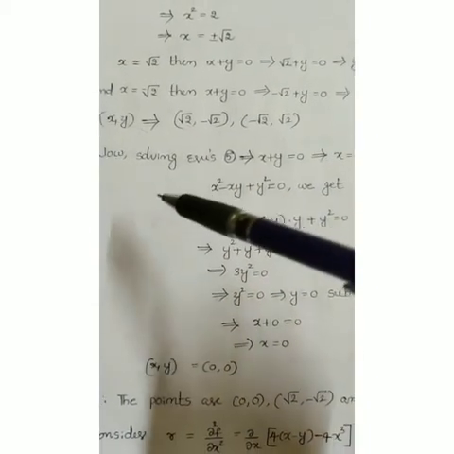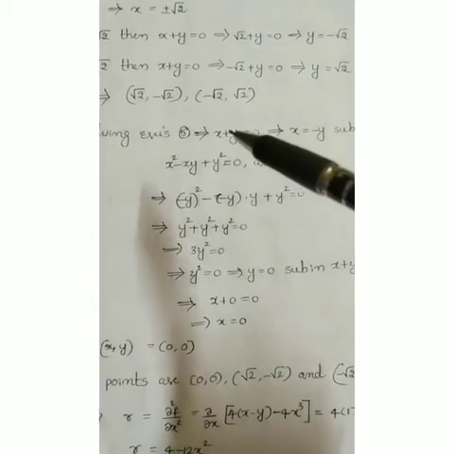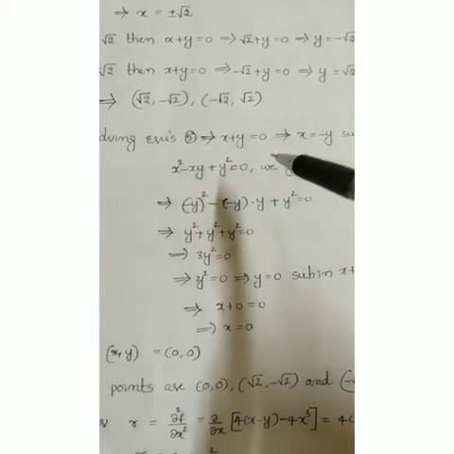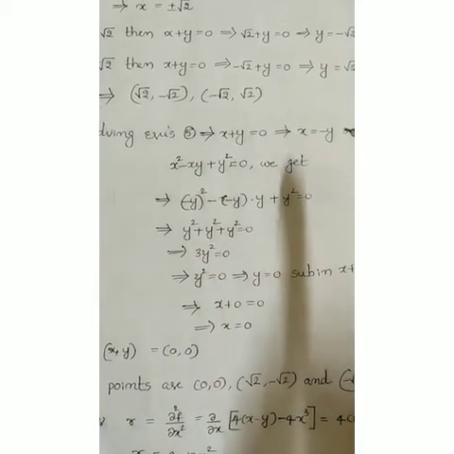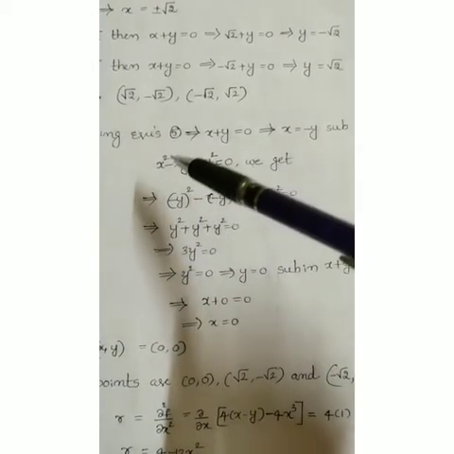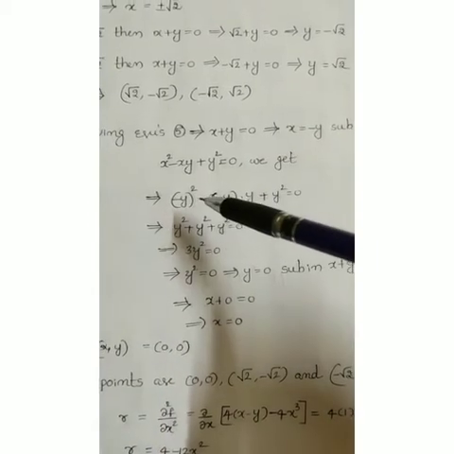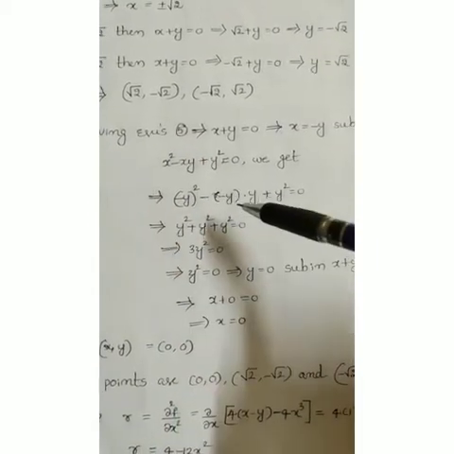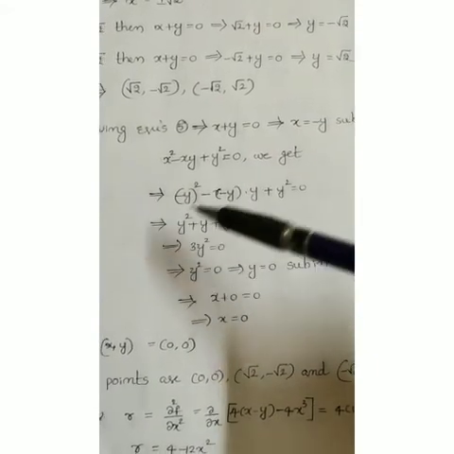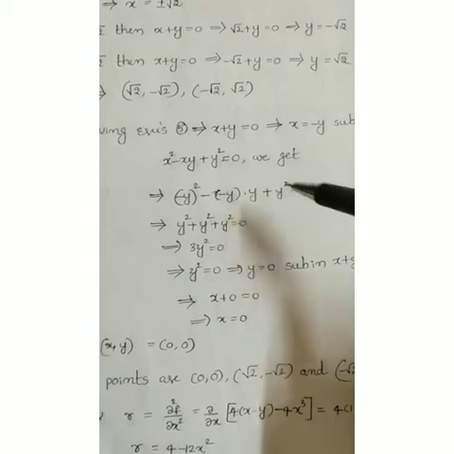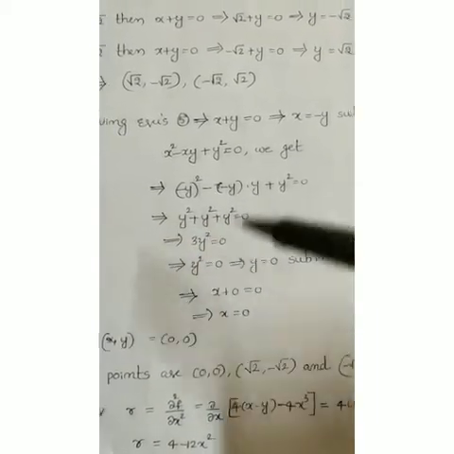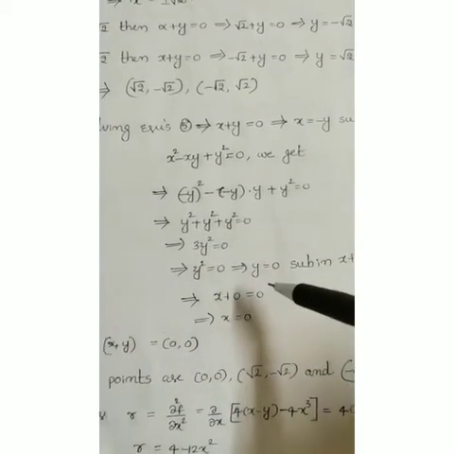And now solving equation 5, that is x + y = 0 and x² - xy + y² = 0. x + y = 0 is nothing but x = -y. Then substituting this value in x² - xy + y² = 0: (-y)² - (-y)y + y² = 0. (-y)² is y², here minus into minus plus y² = 0. That is y² + y² + y² is 3y² = 0. That implies y² = 0. Then y = 0.